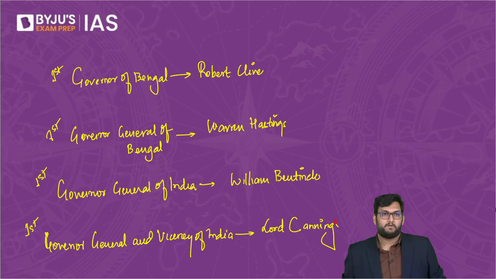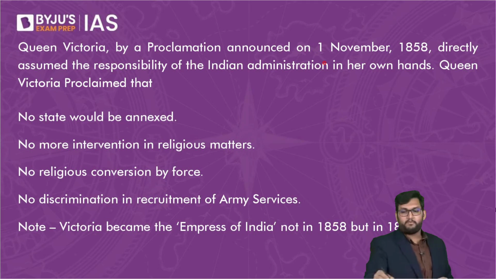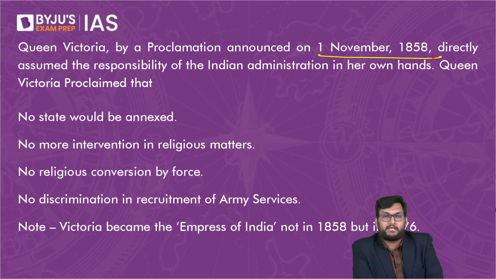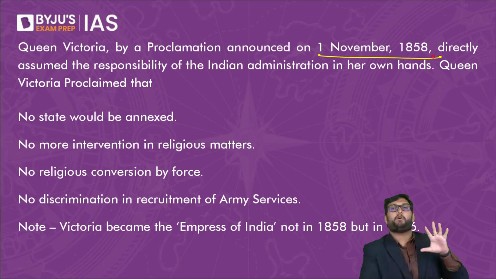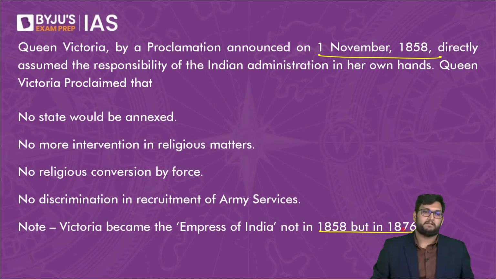Now, the next thing which happened was on 1st November 1858, the Queen, which is Queen Victoria, the Crown, now technically assuming the direct responsibility of the Indian administration, proclaims the following things. Though she is not called Empress of India till 1876, she'll be called Empress of India, but that will only be in 1876, not in this act.